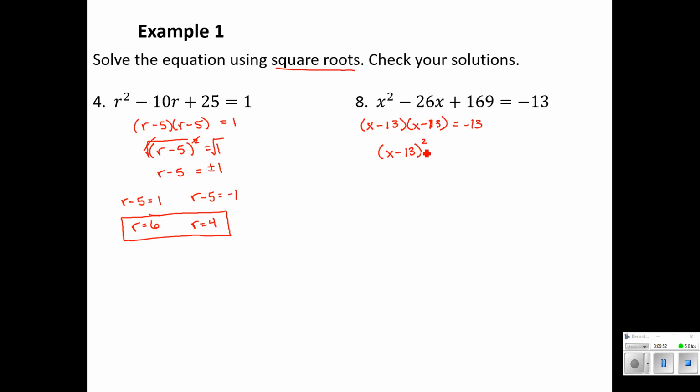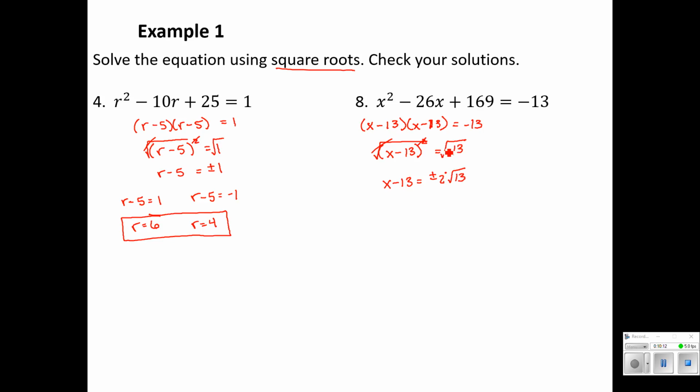That means, since we had x minus 13 times itself, x minus 13 squared is negative 13. And we're good to square root both sides now. Square root cancels out the square. x minus 13 equals plus or minus i root 13.